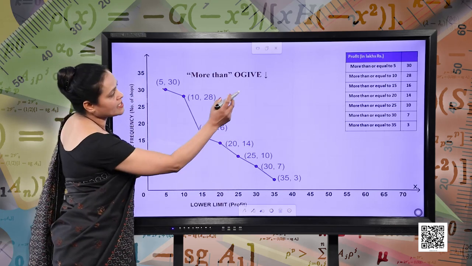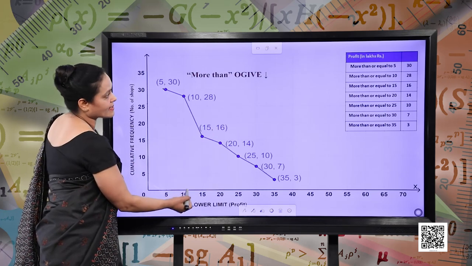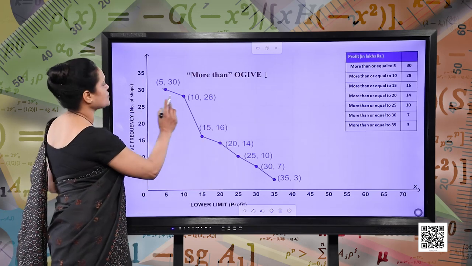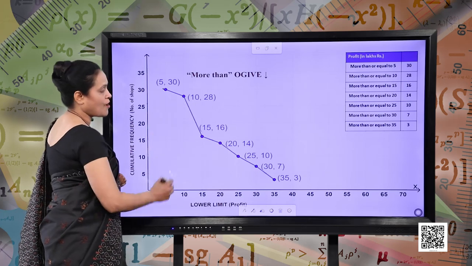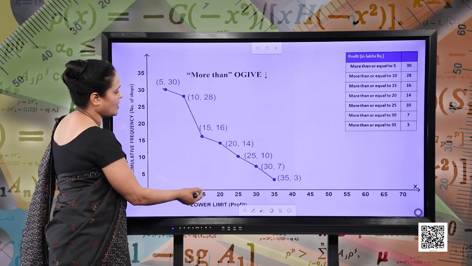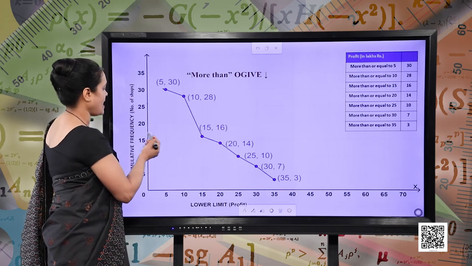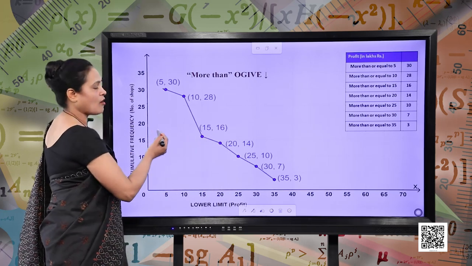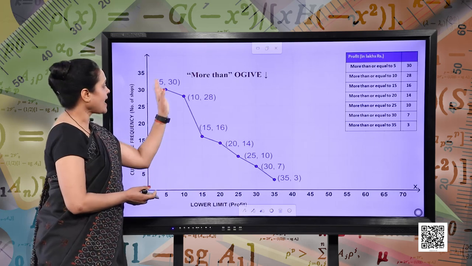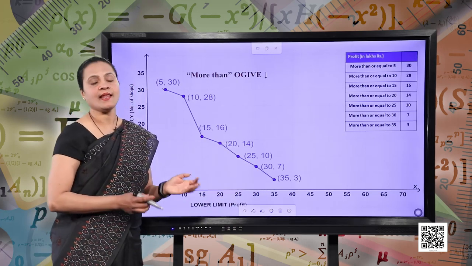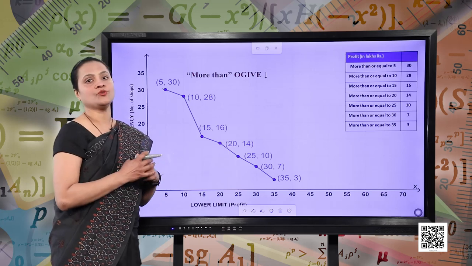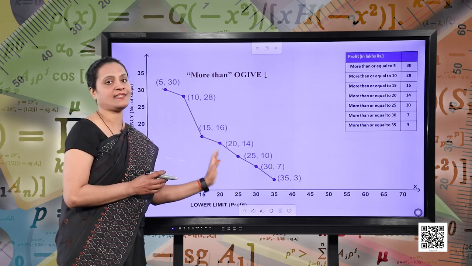For the second point, take 10 on x-axis and 28 on y-axis. So, this gives your second point. For the third point, 15 on x-axis and 16 on y-axis. So, likewise, we can plot all the points and then we can join them to get our more than type ogive.